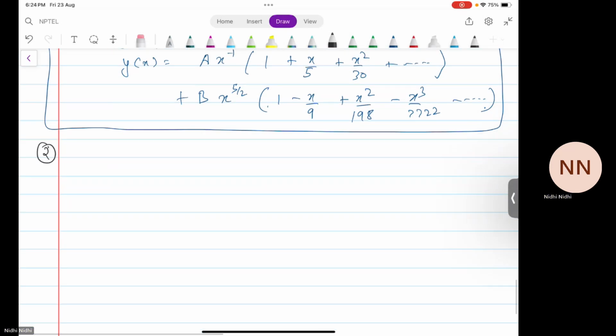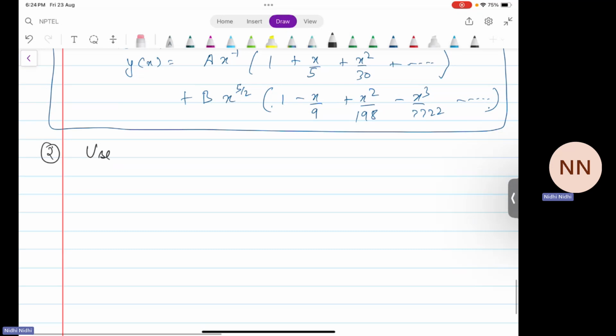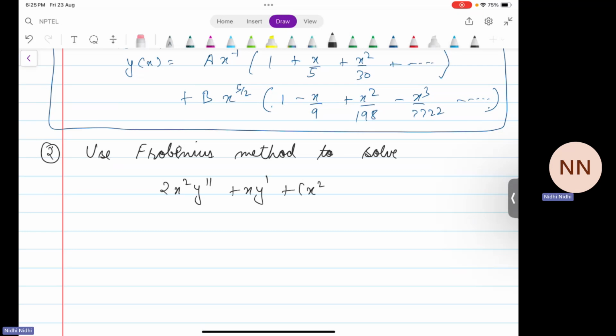Question number 2. Use Frobenius method to solve 2x square y double dash plus xy dash plus (x square minus 3)y is equal to 0, on some interval.